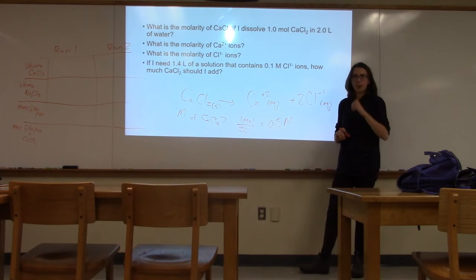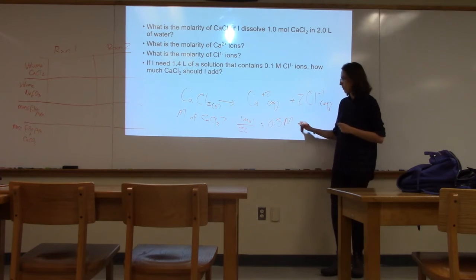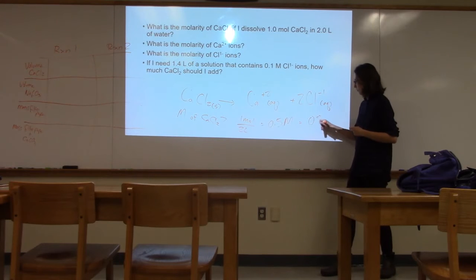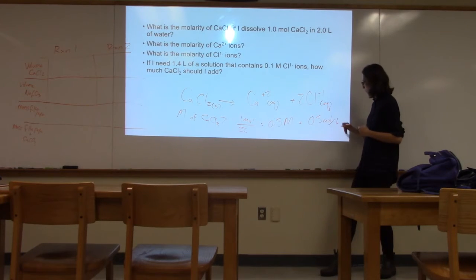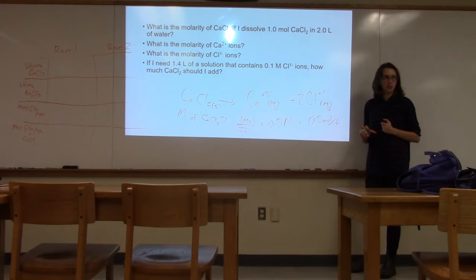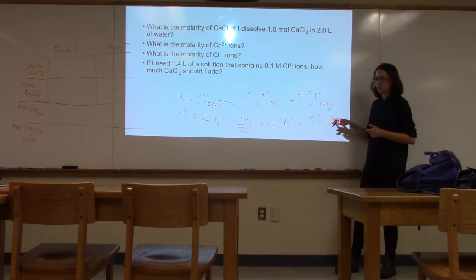What's the molar? It's moles over liters. Mole per liter. 0.5 moles per liter. You can always rewrite capital M as moles per liter.